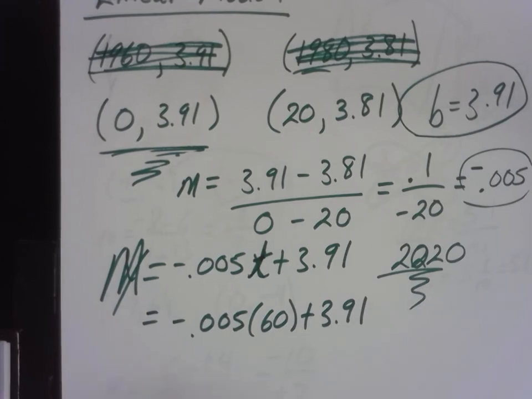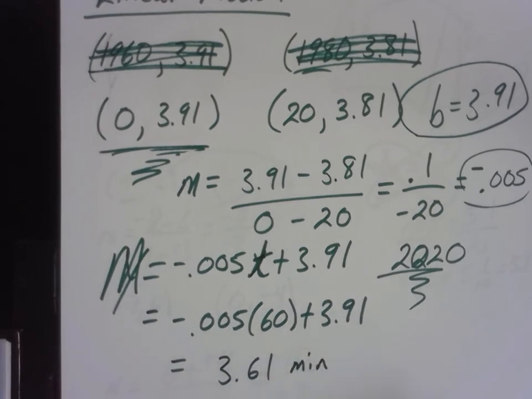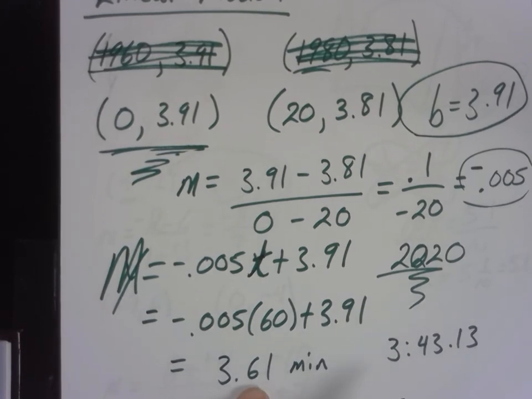What'd you come up with? 3.6. Okay, 3.61. I'll go with that. That's 3.61 minutes. Okay, I just Googled it. 3 minutes, 43.13 seconds. So it's kind of hard to tell because this is 0.61 minutes and this is 43 seconds.